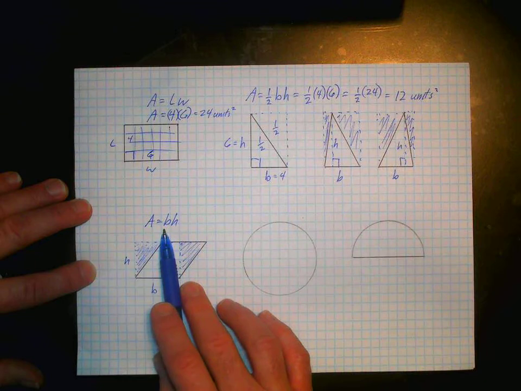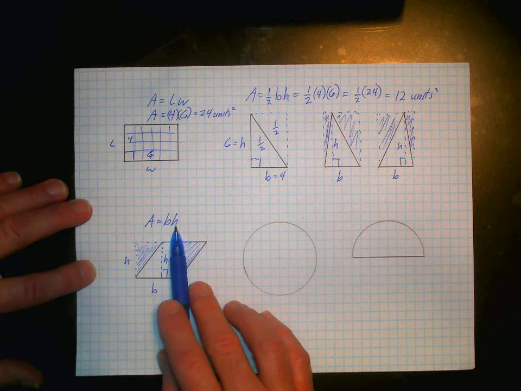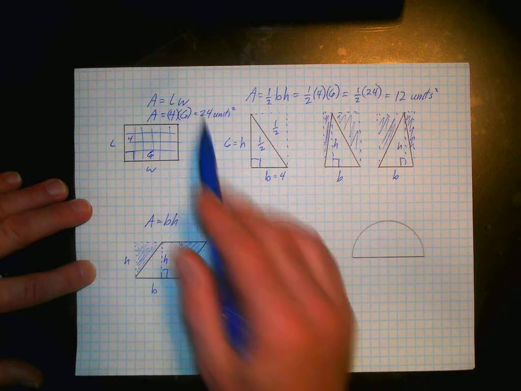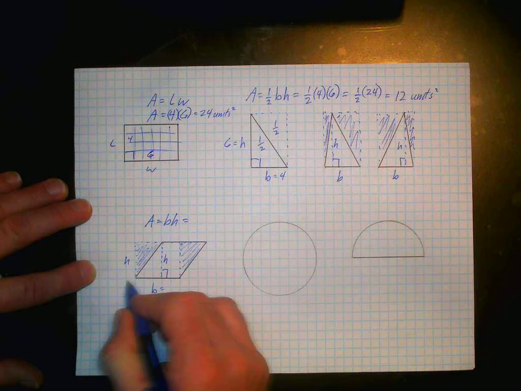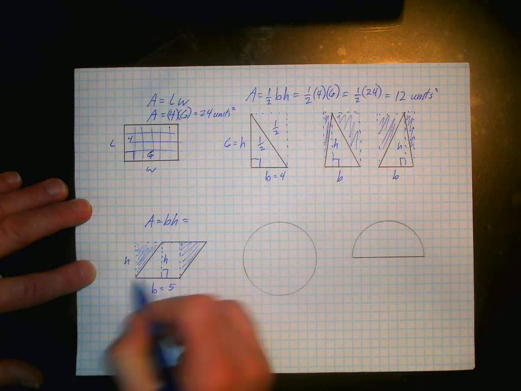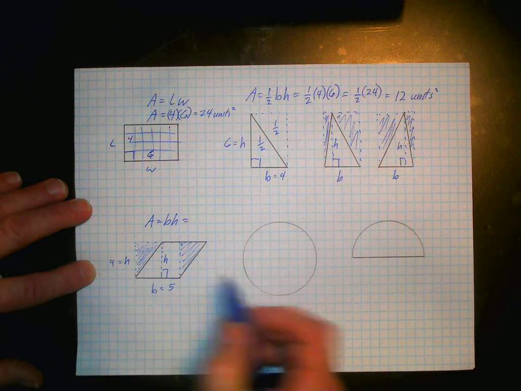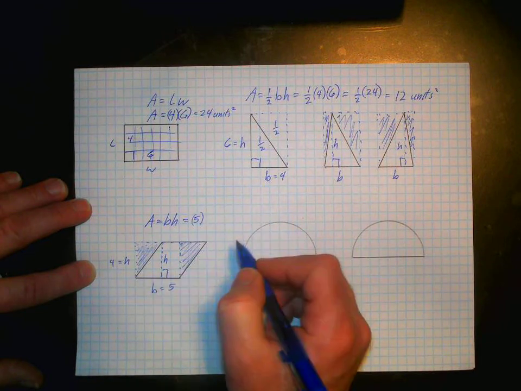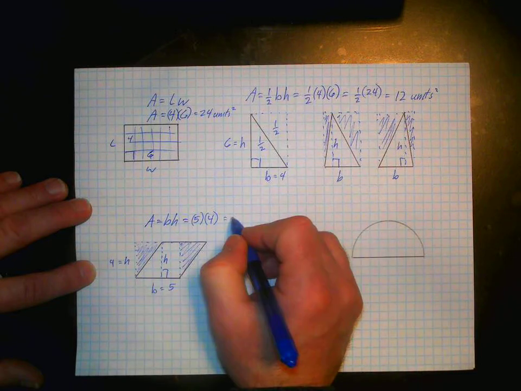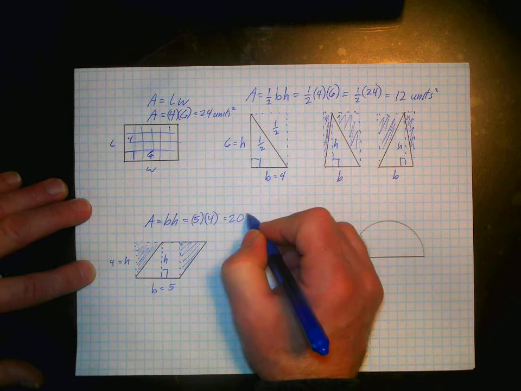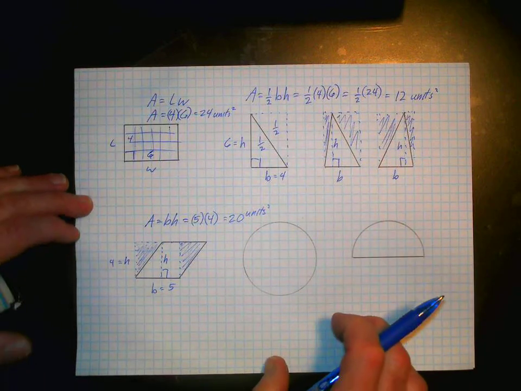It's just called different things. The base and the height instead of the length and the width. It's still just two numbers multiplied by each other. And here the base is 5, and here the height is 1, 2, 3, 4. So I'm going to put 5 in for the base, put a parenthesis, 4 in for the height. 5 times 4 is 20, and it's going to be units squared. There we are.